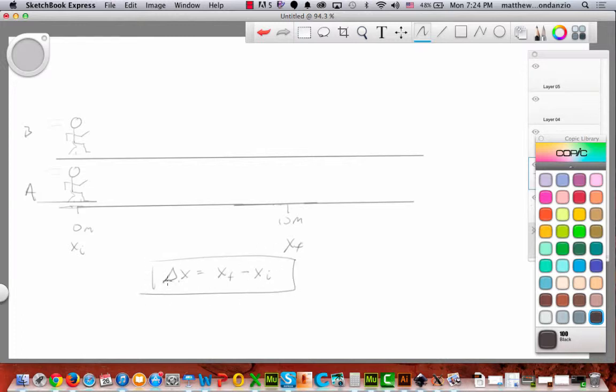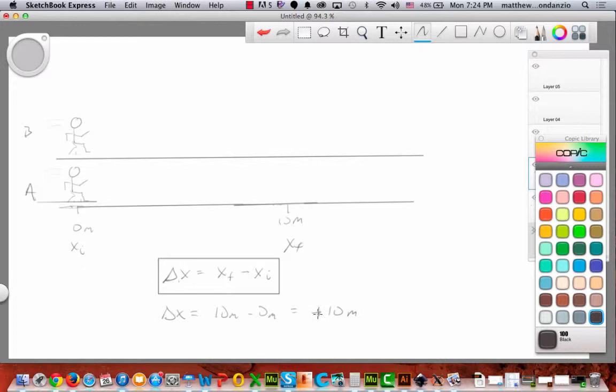This is very important. What's important about this, guys, is that it's final minus initial. So if I put the math in, delta x is equal to 10 meters minus 0 meters, which gives me a change of positive 10 meters.